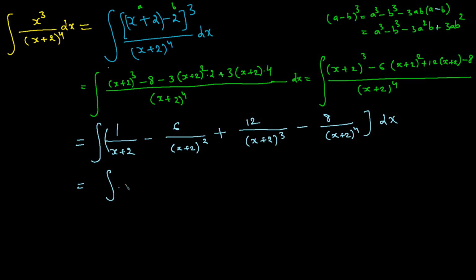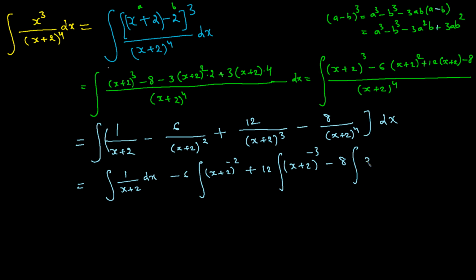Okay, now we're gonna find the integration of each term separately. So that means 1 over x plus 2 dx minus 6, and that can be written as x plus 2 raised to power minus 2, gonna take it to the numerator, plus 12, and x plus 2 raised to power negative 3, and minus 8, x plus 2 raised to power negative 4, and all of them have a dx, of course.